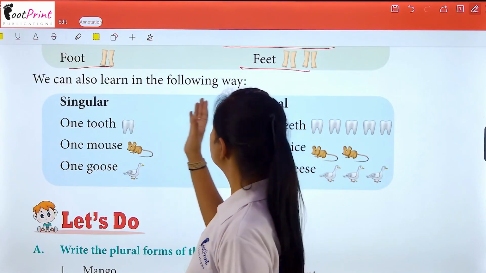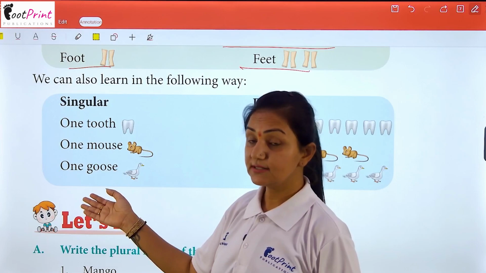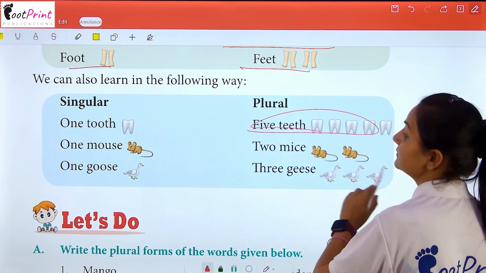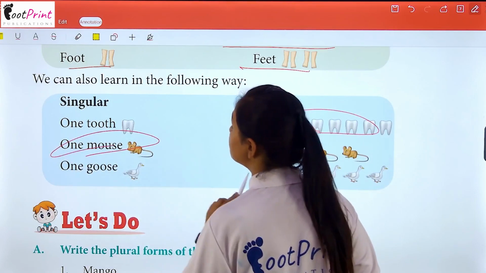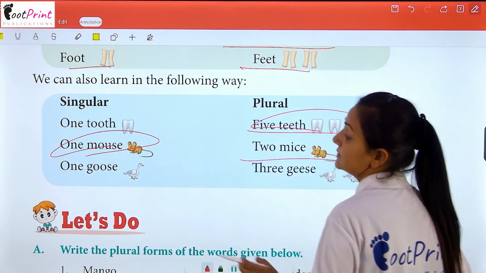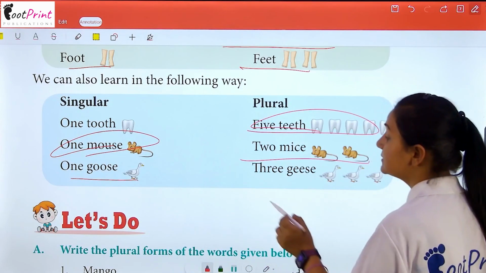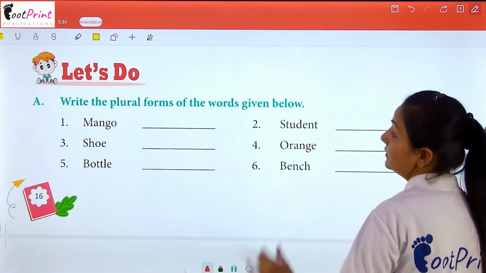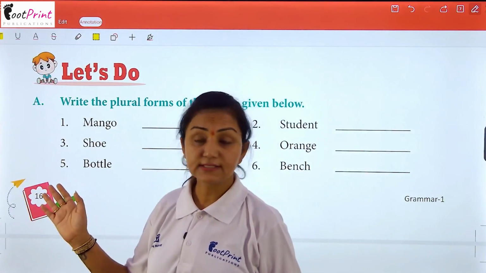We can also learn in the following way. One tooth, five teeth. One mouse, two mice. One goose, three geese. Now, you have to do the given exercise.